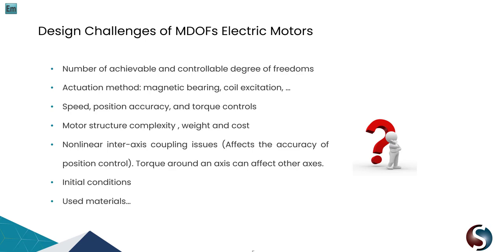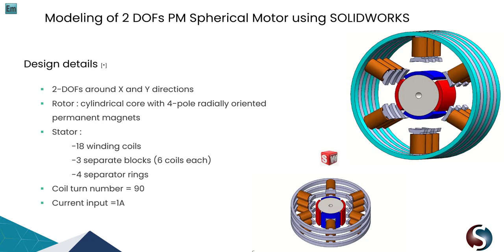You have to worry about the complexity, structure, weight, cost, and the nonlinearity of inter-axis coupling, because sometimes you move around one axis and you affect the torque around another axis, so that's also a very delicate issue. The initial conditions and materials. So these are some of the challenges, and let's see how EMS can actually answer or resolve many of these issues. Okay, let's take an example.